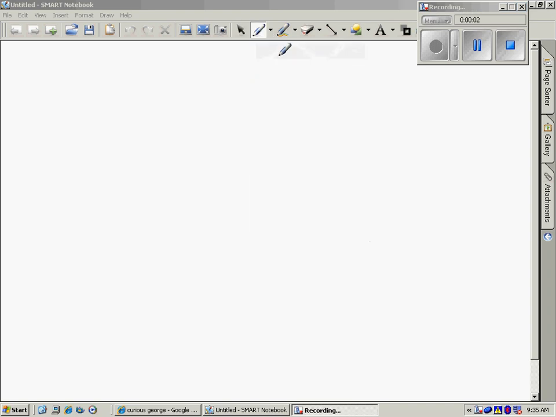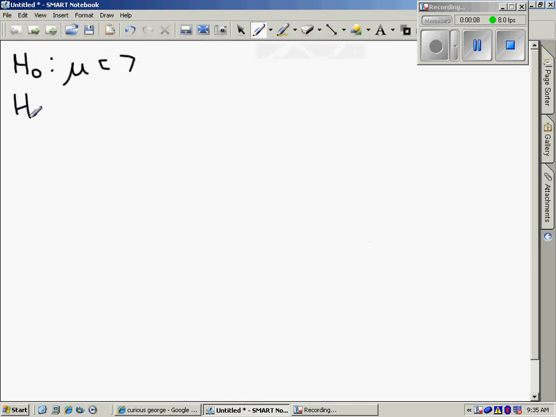First thing we need to do is write all the givens. Hopefully they wrote that on their sheet. But the givens are: the null hypothesis mu is 7. The alternative is mu is less than 7. That makes it a one-sided test.